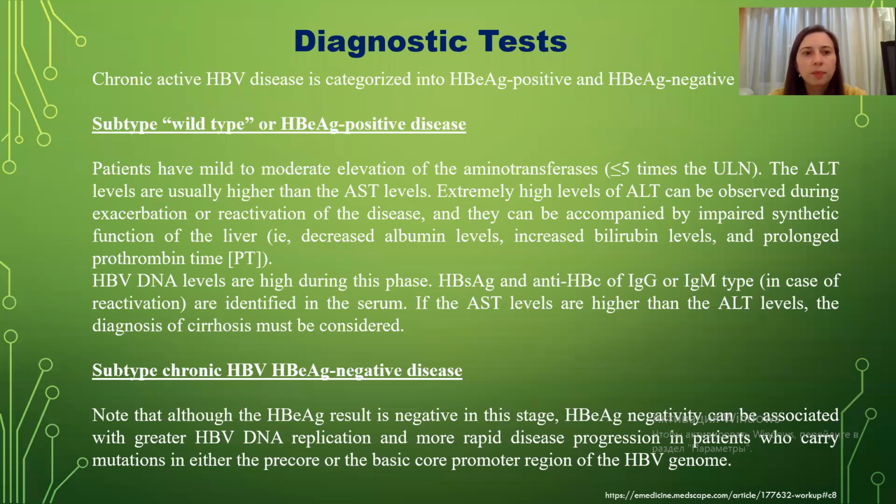So, diagnostic test. Chronic active HBV disease is characterized into HBe antigen positive and HBe antigen negative disease. Subtype wild type of HBe antigen positive disease. Patients have mild to moderate elevation of the aminotransferases. The ALT levels are usually higher than AST levels. Extremely high level of ALT can be observed during exacerbation or reactivation of the disease, and they can be accompanied by impaired synthetic function of the liver.